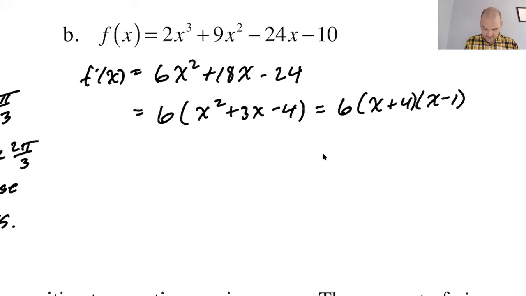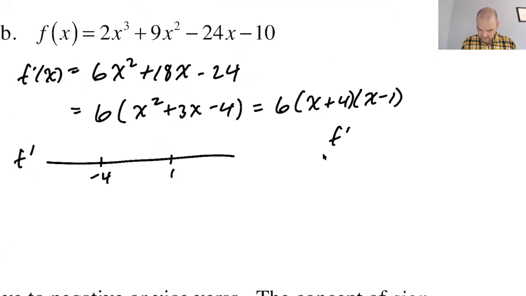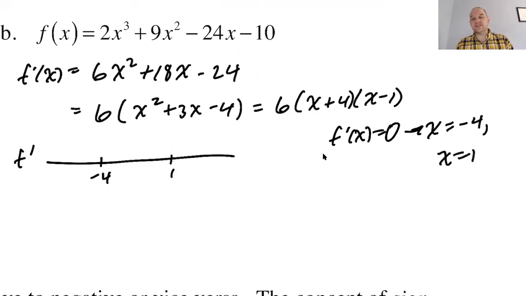Let's make a sign chart for f prime. So we want to label it -4 and 1. So I should say f prime of x equals 0. X is -4. X is 1. Okay, so I look at this, I see that f prime is a quadratic that opens up. A quadratic that opens up will always go positive, negative, positive, which is how I choose to fill these in.